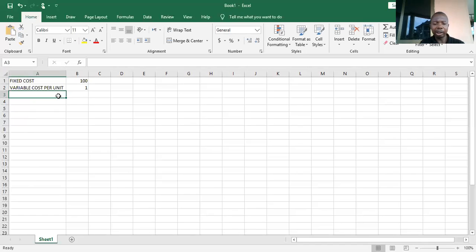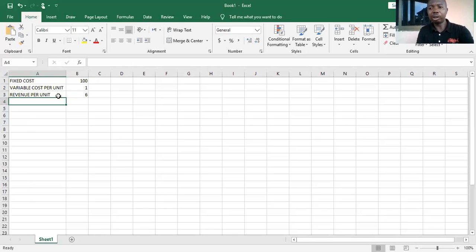And when I am selling them, that is a revenue or price per unit, right? So my revenue per unit, that is when I sell a unit of mobile phone, I sell it for 6. With this data, I want us to look at how to determine the break-even point. How many units do I have to sell so that I don't make profit and I don't incur loss? So this is what we are going to do, and we will present the data on a chart.